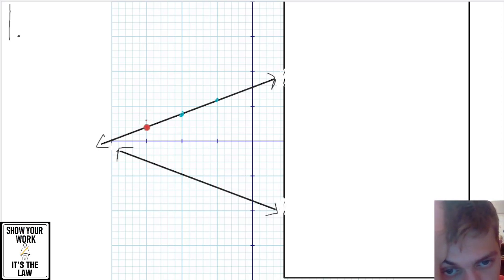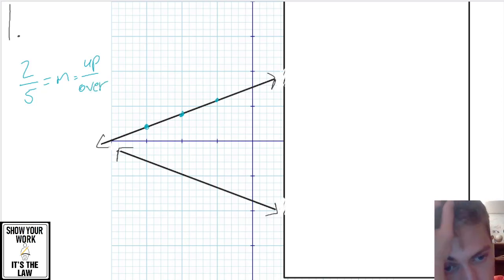See how we're counting our moves? Just we go up 1, 2, and we go over 1, 2, 3, 4, 5. So we go up 2, we go over 5. 1, 2, 3, 4, 5. So we say our slope is 2 over 5. That's our slope. We go up 2 over 5, up and over.